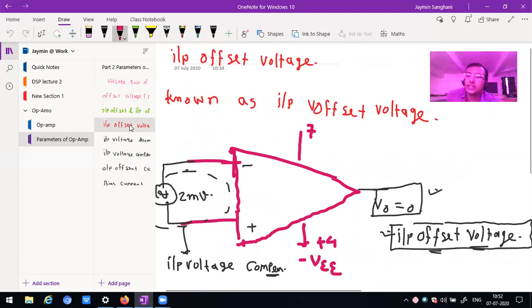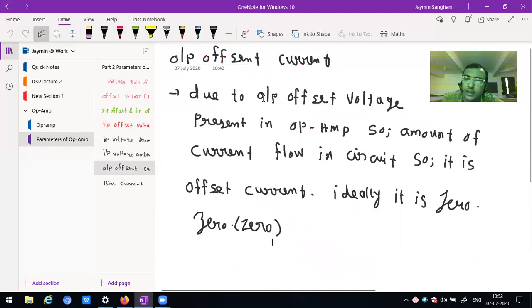And what is the ideal value of offset voltage? The ideal value of offset voltage is 0, and practically it is 2 millivolt. Practically, for output offset voltage and input offset voltage, it is 2 millivolt. Now output offset current. Due to the output offset voltage, the amount of current that flows in the circuit is known as the output offset current. Ideally it is zero.